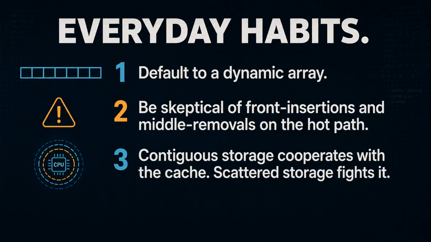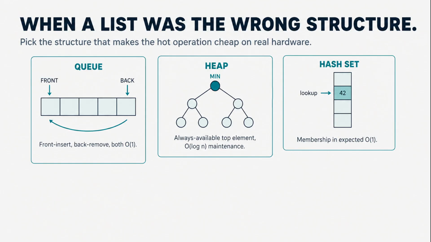Be skeptical when you see code building lists by repeatedly inserting at the front or removing from the middle by index. Both of those operations are linear in array-backed structures, and they are linear in linked lists too, once you account for finding the position. If those operations are your hot path, change the data structure. A queue with a head and a tail, a heap, a hash set. The right structure replaces a slow operation with one that is genuinely cheap on the hardware you have.